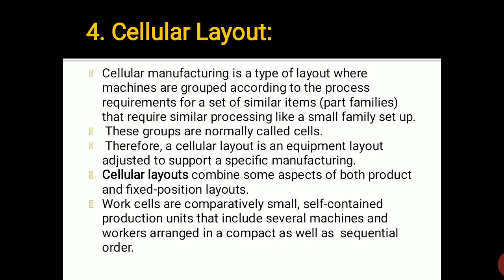However, the work cells are comparatively small and self-contained, meaning everything is available in that small cell only. You don't have to depend on anything else. It is like a self-contained production unit that includes several machines. There may be many machines and workers arranged in a compact, that means very brief and precise manner, as well as in a sequential order. So cellular layout means everything is arranged in small groups, like a small family.